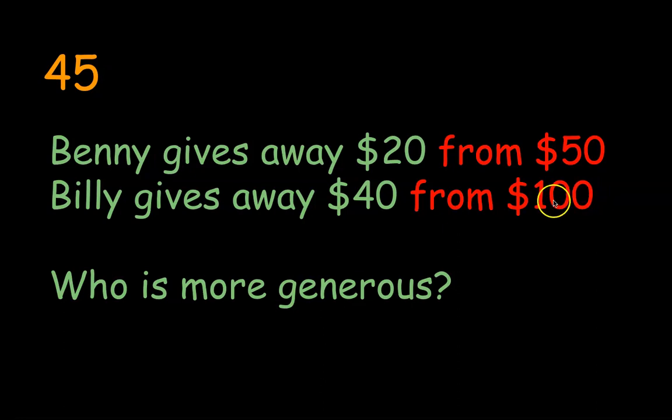For $100, Billy gave away $40. For $50, Benny gave away $20. If he had doubled the amount to start with, he would have given away $40. So they both have given away 40%, 40 out of 100. 40 out of 100, 20 out of 50, and another 20 out of 50, 40 out of $100, that's 40%.